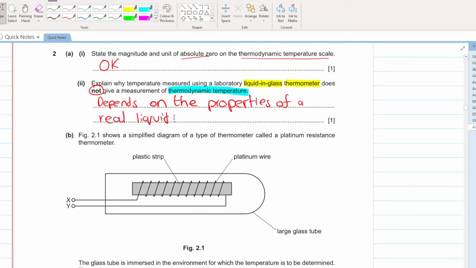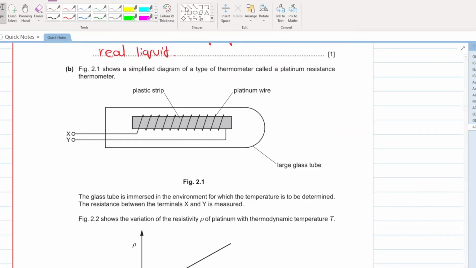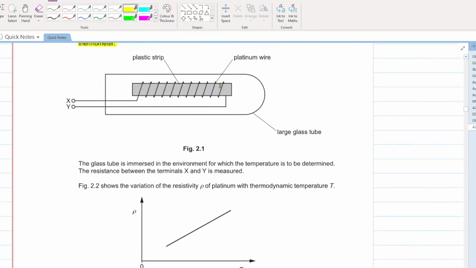Let's further move ahead. Figure 2.1 shows a simplified diagram for a type of thermometer called a platinum resistance thermometer. This is a platinum wire. You have a plastic strip and a large glass tube. The glass tube is immersed in the environment for which the temperature is to be determined. The resistance between terminals X and Y is measured.